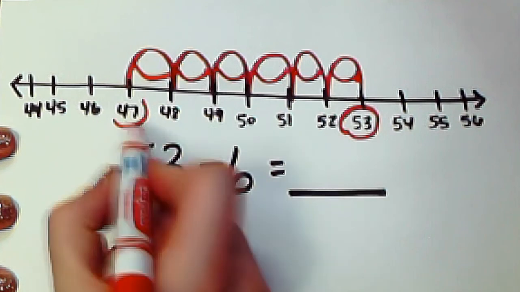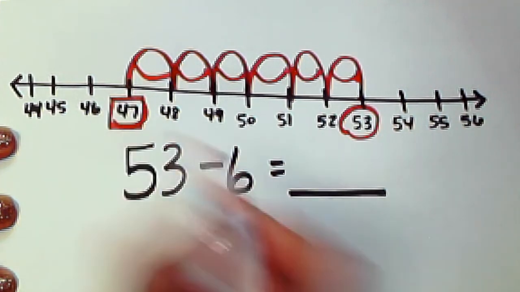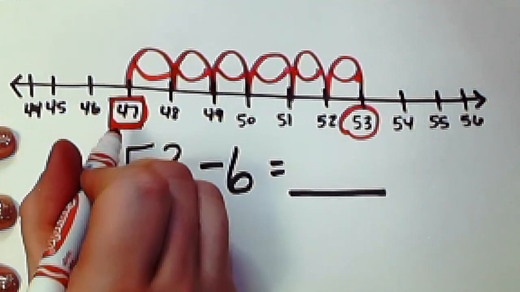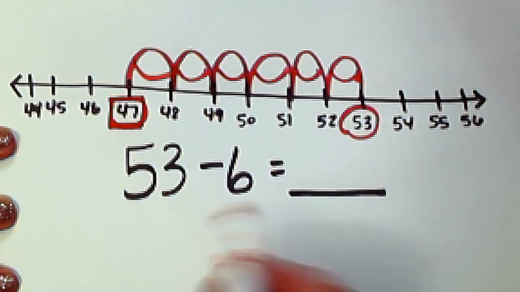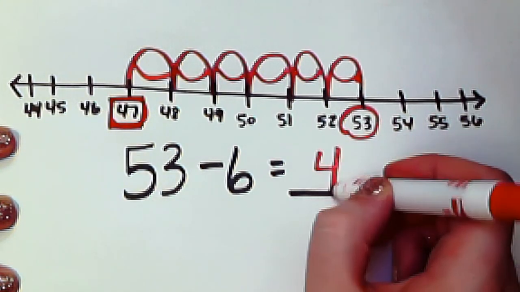Oops. I made an error. You need to draw a box around it to let you know you stopped. Made an error. So I fixed it by drawing a box. And so it looks like I landed on 47. So 53 take away 6 equals 47.